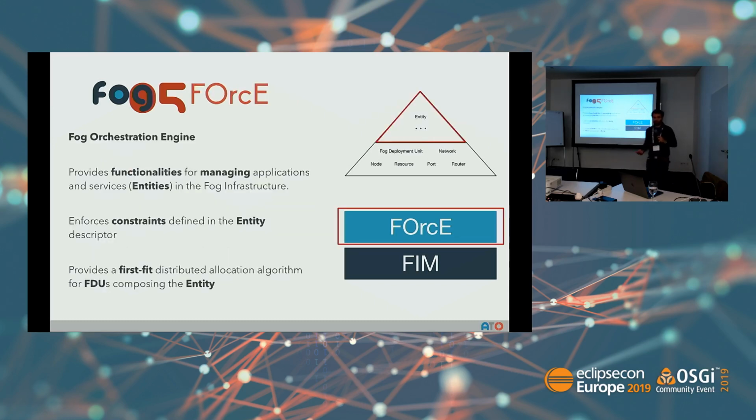So the fog orchestration engine is not yet there. It's something we are working on, and we are in the design phase of this. As said, this layer should provide all the orchestration capabilities. And the only abstraction that we define today is the entity, which is just a new fancy name for an application or a service. Why did we change the name?